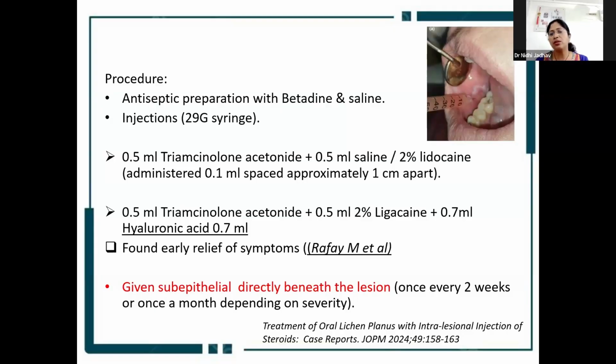When we are administering these drugs, we have to give it subepithelially, directly beneath the lesion, making sure that we give at least 0.1 ml equally spaced apart over and around the lesion. And this can be given once every 2 weeks or once a month, depending upon the severity of the case.